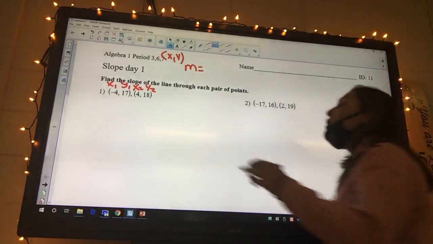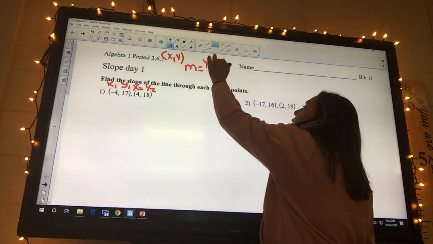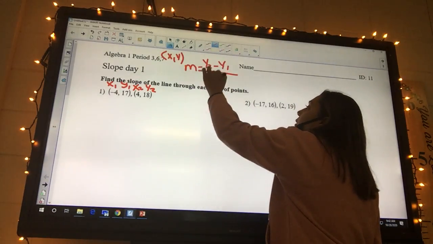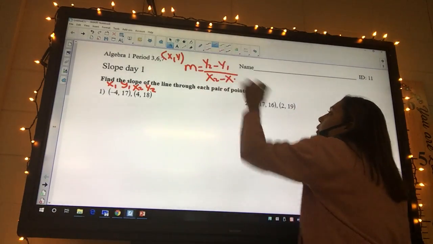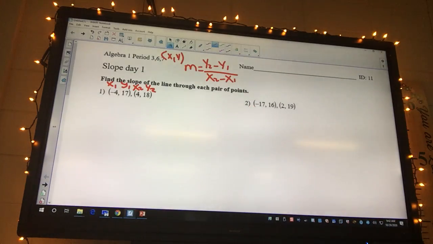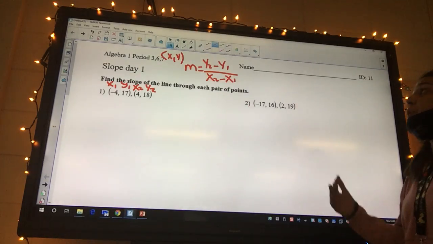Y sub 2 minus y sub 1 over x sub 2 minus x sub 1. That is your formula. You will need it for every single problem. That's how we can figure out what our slope is. And after that, it's really easy.